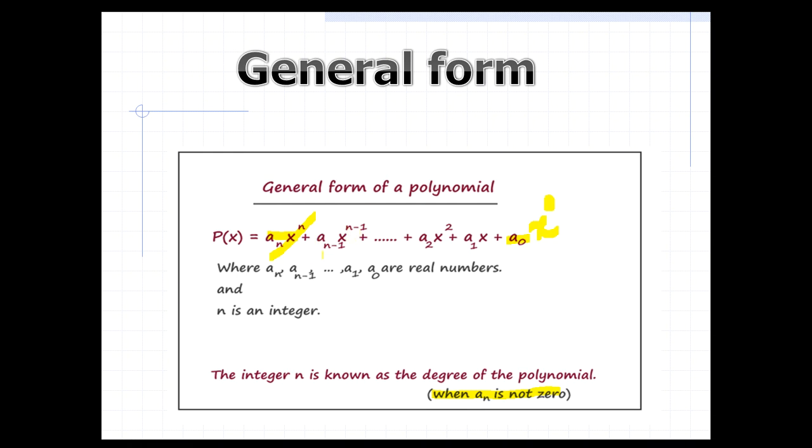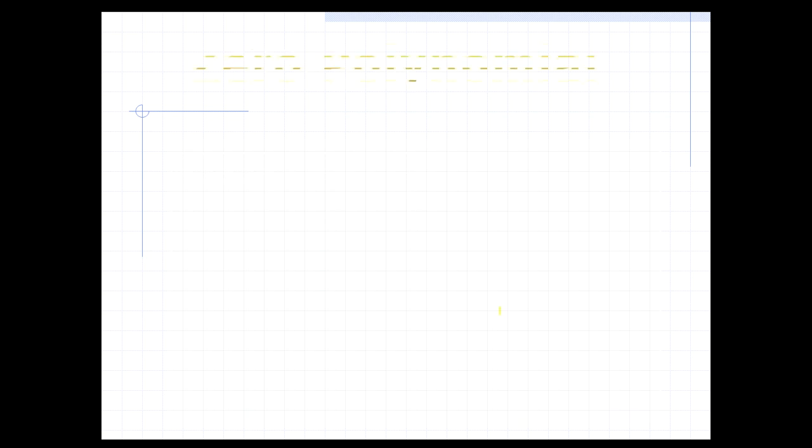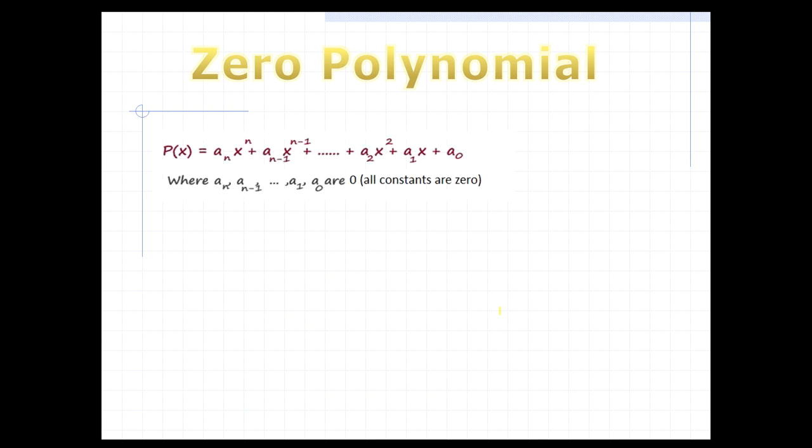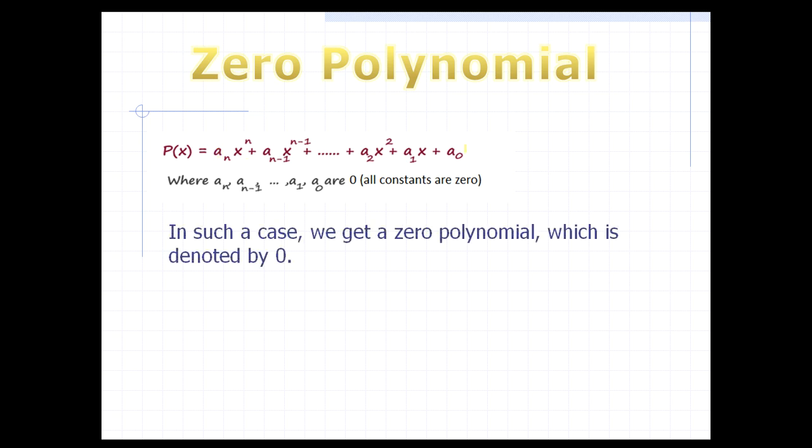Now, let us consider a case when these coefficients are something else apart from the real numbers. If they all happen to be 0, then what does it become? When all these coefficients become 0, or all these constants in front of the variables become 0, this becomes a zero polynomial. In such a case, this is denoted by simply a 0.